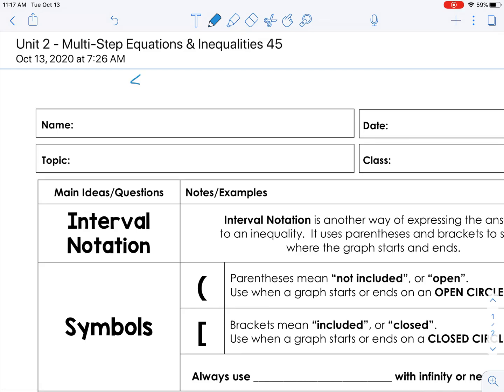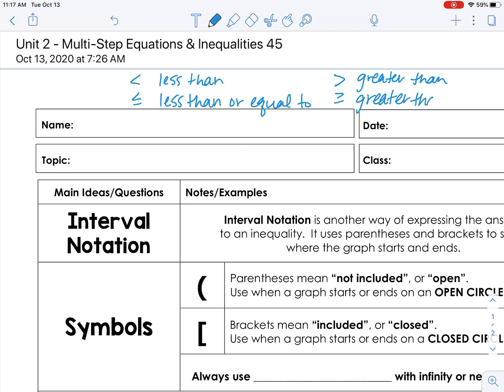This one is less than. This one is less than or equal to. The only difference between the first one and the second one is just the line right here underneath the symbol. That means less than or equal to. Greater than goes the other way. And greater than or equal to is just the same, only with the little line underneath it to signify or equal to.